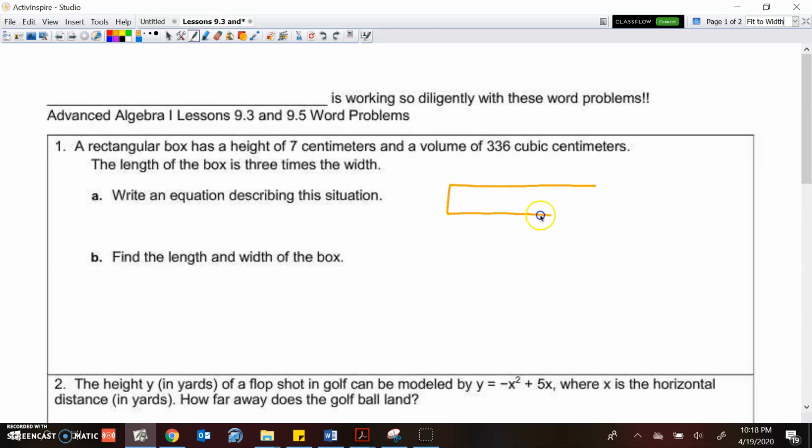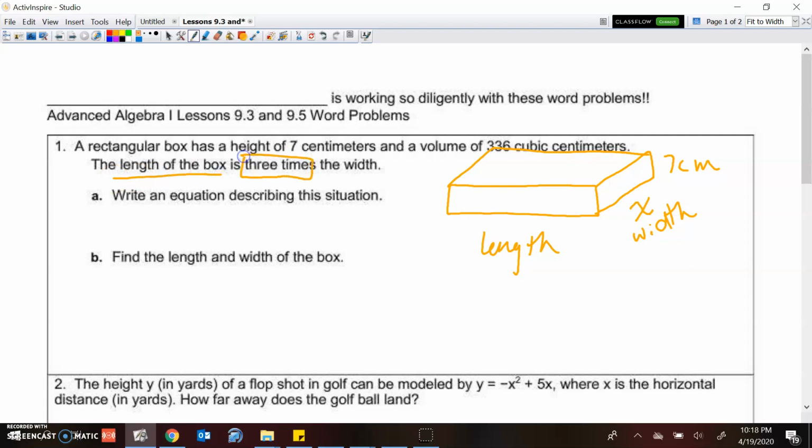So just so you have a visual, I'm not sure if this will necessarily be drawn to scale, but they tell us it has a height of 7 centimeters. Then they tell us what the volume is, we're going to keep that in mind, and the length of the box is 3 times the width. So I can say that this is the width, let's call that x. If it helps, you can write down this is the width side. And then that makes this here the length, and they say that the length of the box is 3 times whatever the width is. So the width is x, so it's going to be 3x.